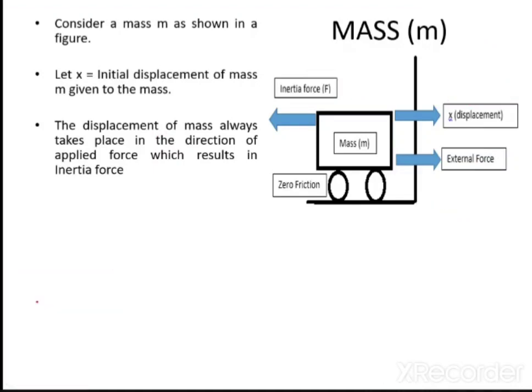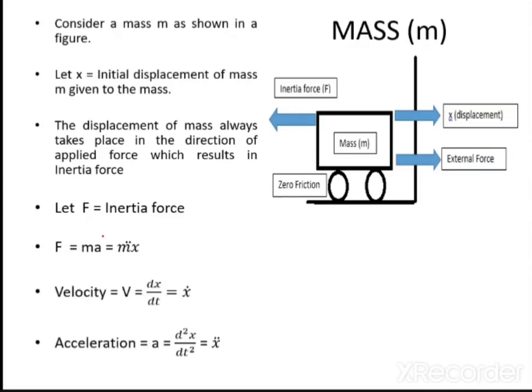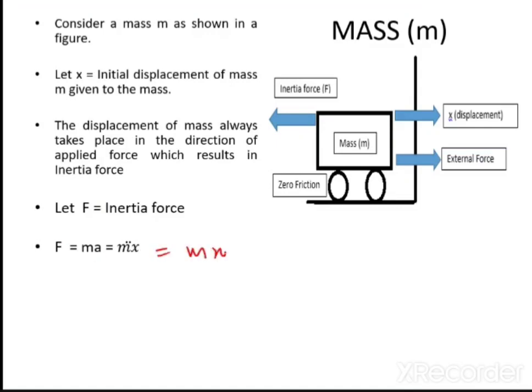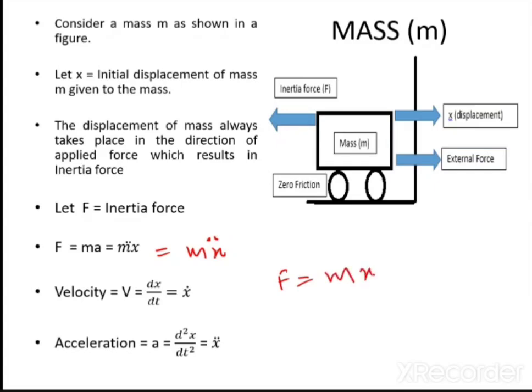Let us say that F is the inertia force. So what is F? F is equal to m into a. Now what is acceleration? Acceleration is given by x double dot. That is, m into x double dot. Why? Because we know that velocity v is equal to dx by dt, that is x dot, and acceleration a is equal to d square x by dt square, that is x double dot. So that is why F becomes m into x double dot.